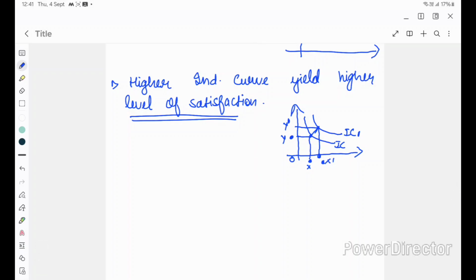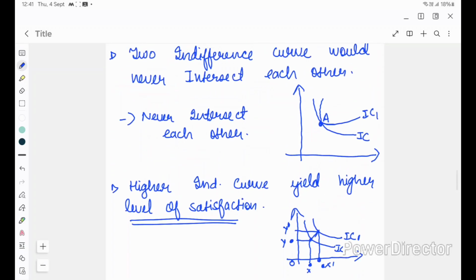There are 4 most important properties of indifference curve. Indifference curve slopes downward to the right. Indifference curves are convex to the origin. Two indifference curves cannot intersect each other at any point.